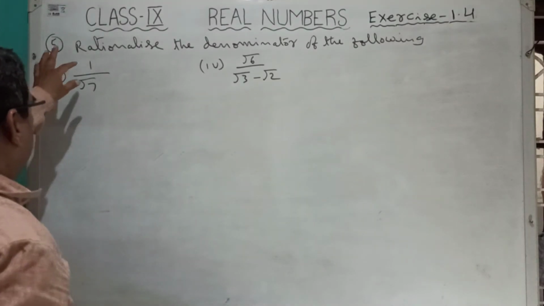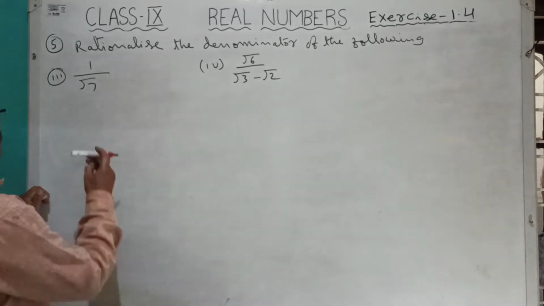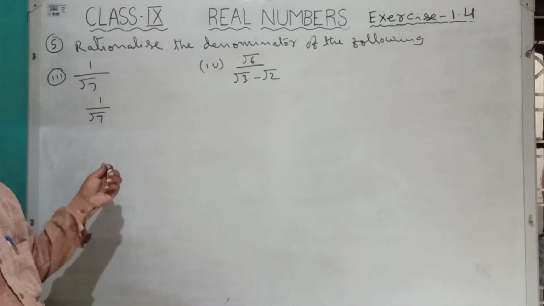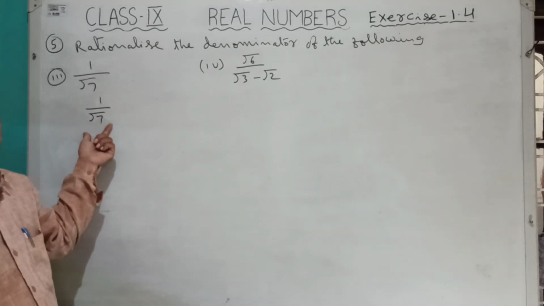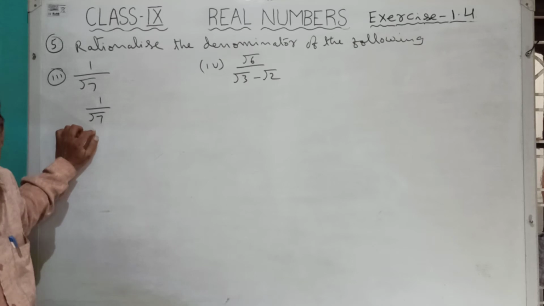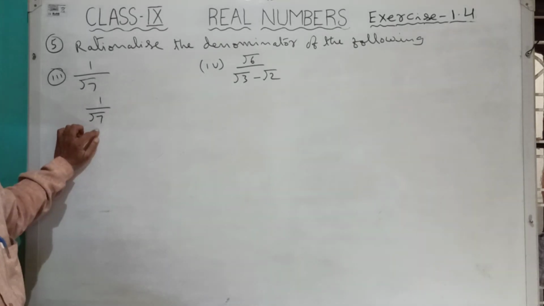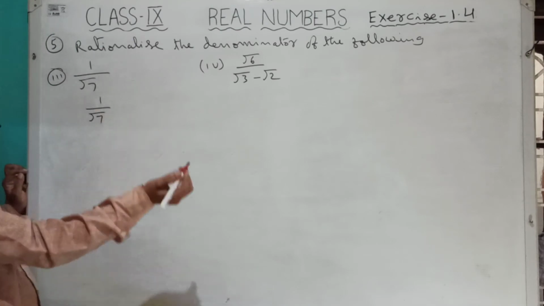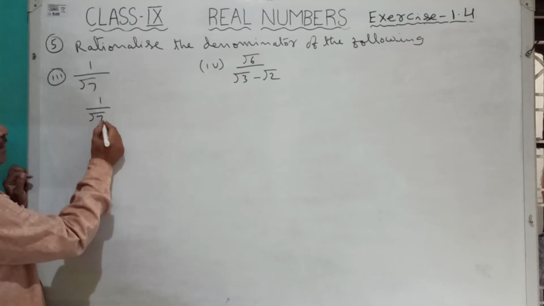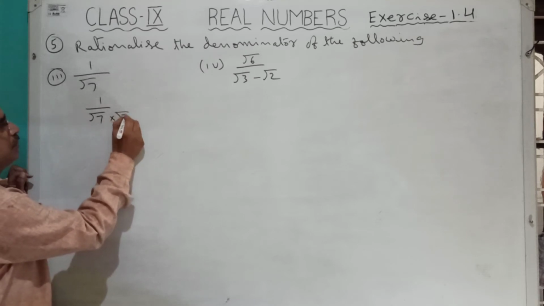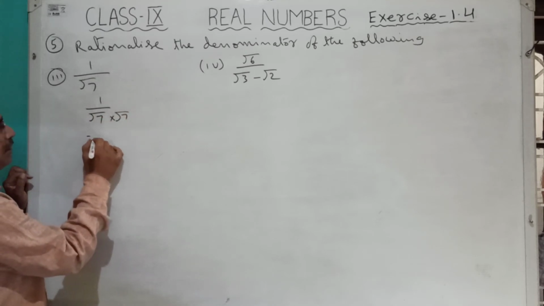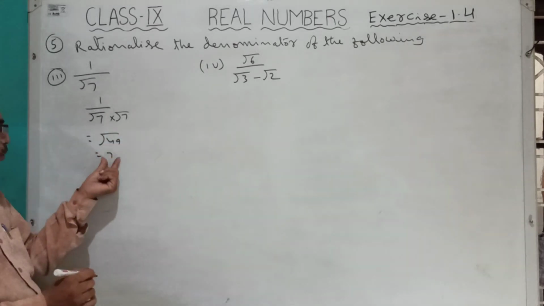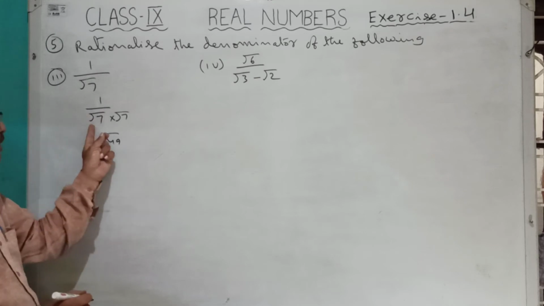So third question is 1 by root 7. Denominator root 7 is there, which is an irrational number. Our required answer is a rational number, but here an irrational number is there. What do I have to do? If I multiply with root 7, what is the answer? Root 49 means 7. So to get rational number, I have to multiply with the same number.